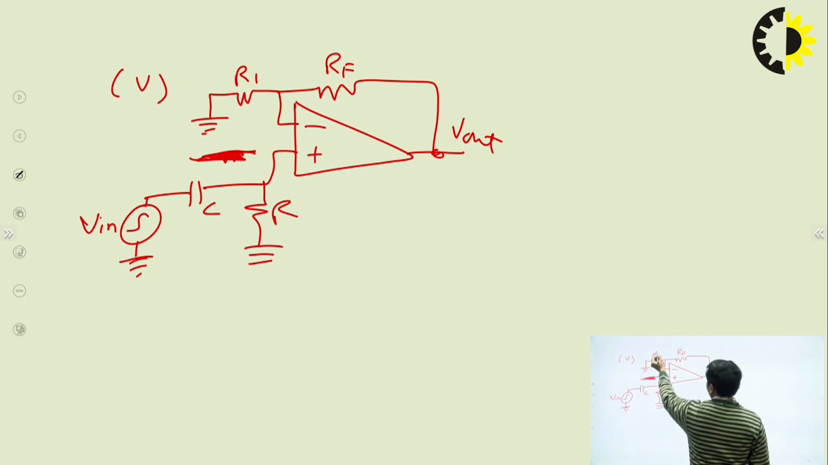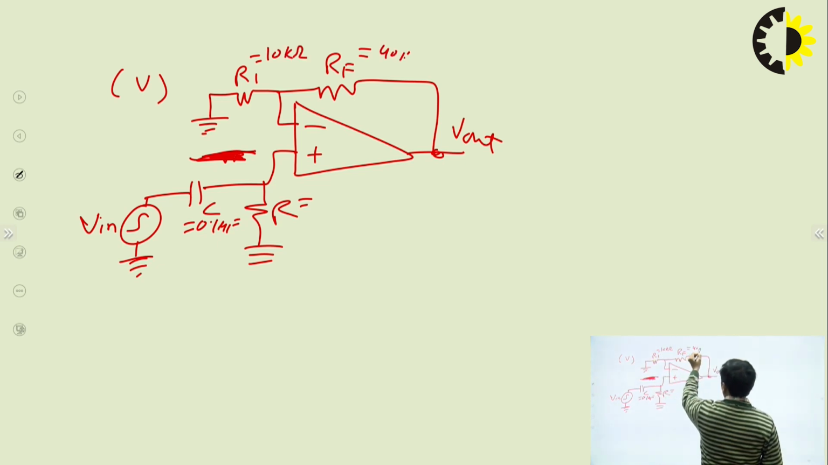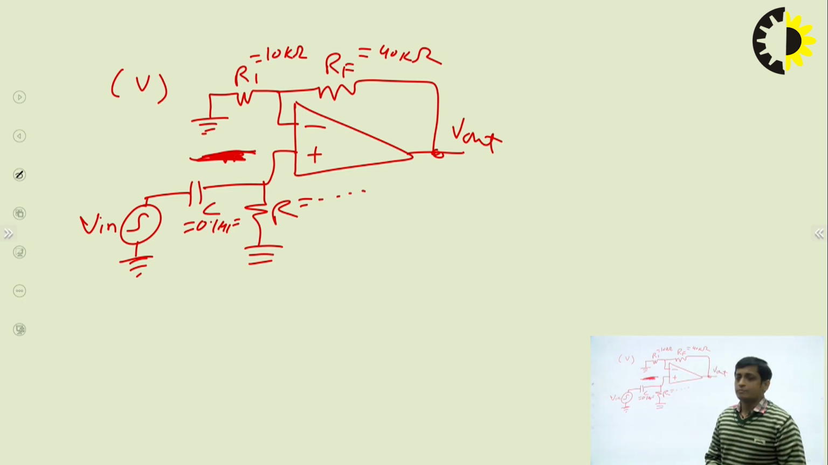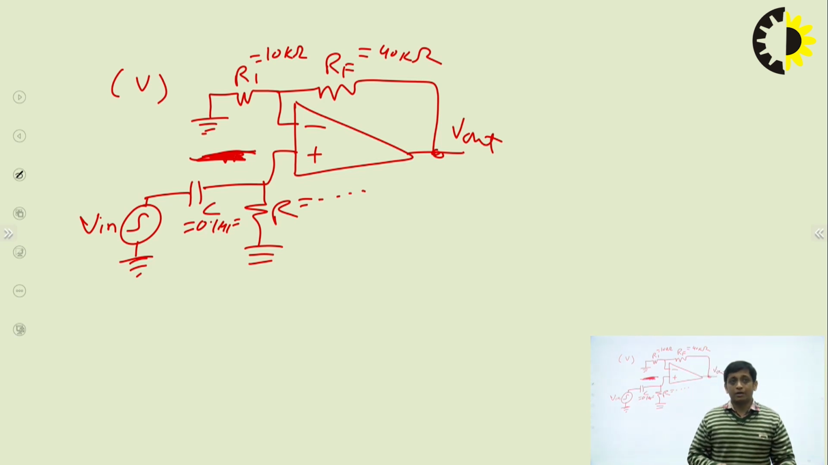Just mention the value of R1, RF, C and R. Like C, we have taken 0.1 microfarad. R1 we have taken 10 kilo ohm. RF we have got 40 kilo ohm. And you can calculate R yourself, right? So mention all the component values. So what is the relevance of this circuit? The relevance is that if you design this circuit on the breadboard in your lab by taking these component values, right? And when you draw the frequency response practically in the lab, then you will get the cutoff frequency of this filter approximately 1 kilohertz.